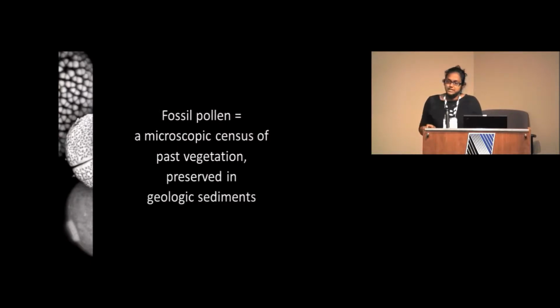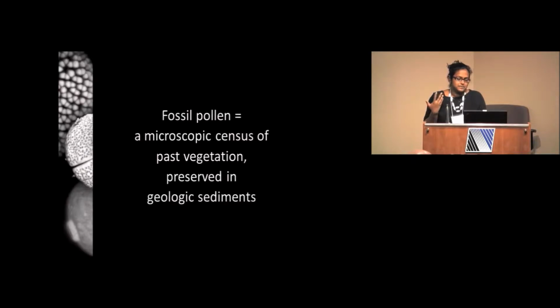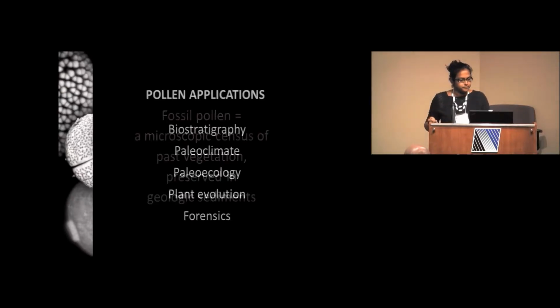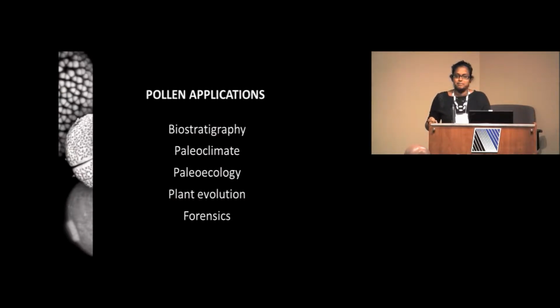So if you think about fossil pollen, it is essentially a proxy, right? It's a microscopic census of past vegetation that's preserved in geologic sediments. A few cubic centimeters of sediment will really give you a signature of what that region looked like decades, hundreds, thousands, to hundreds of millions of years ago. And this type of data, quite small, is actually quite powerful.